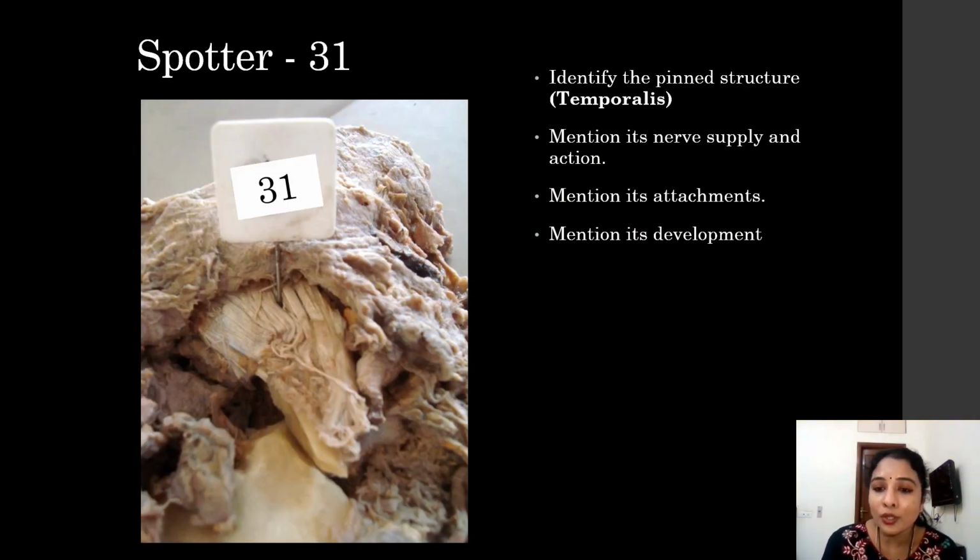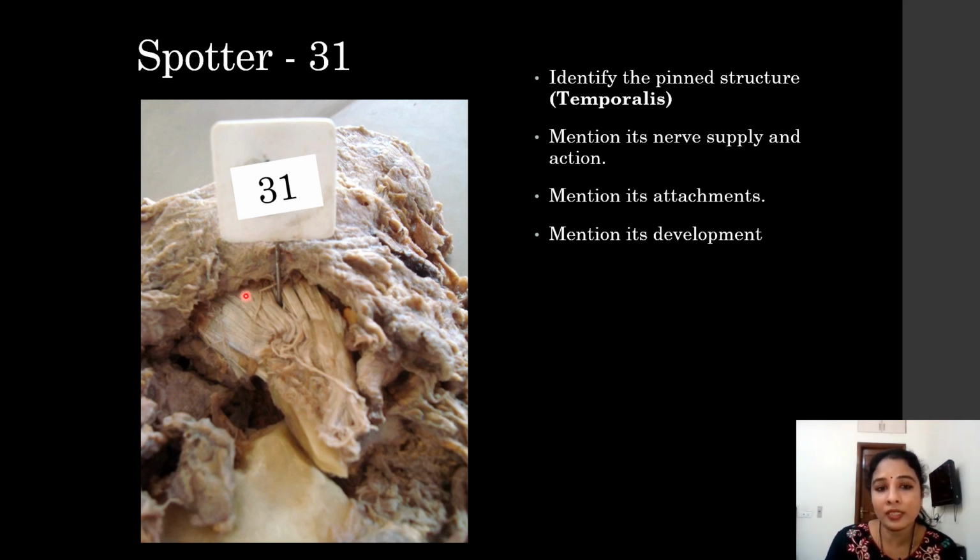Next, moving on to muscles of mastication. So here, the first muscle of mastication is the temporalis, which we are going to discuss now. So this is the temporal region. The cranium is cut here. We can see the temporal fascia covering the temporalis muscle.